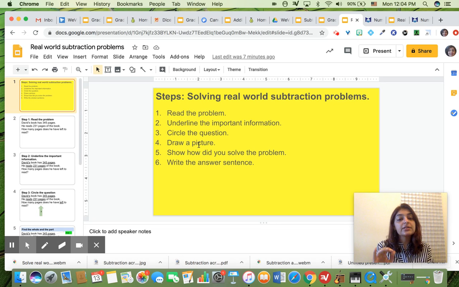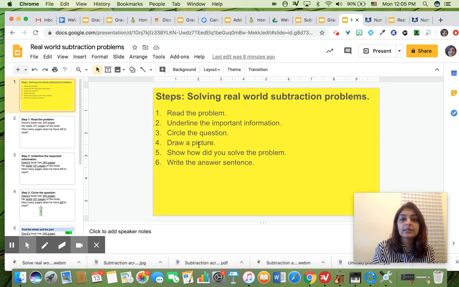Then the fourth step includes drawing the picture. You will draw the picture that explains the number story. Then the fifth step is show how you solved the problem. You will show how you subtracted. You will show your work. How did you regroup the subtraction problem? And then lastly, step 6 is that you have to write the answer sentence.